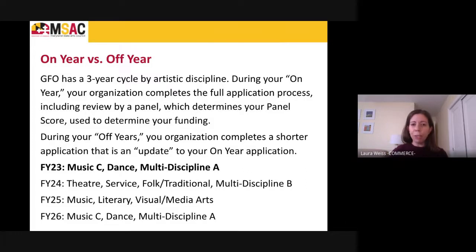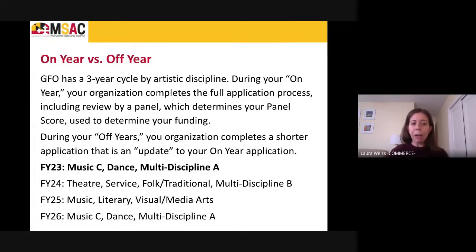During your off years, which is what you're in here, your organization completes a shorter application that is really just an update to that full application. So it's just a brief application, much shorter process, much shorter narrative, all of that than the on year.